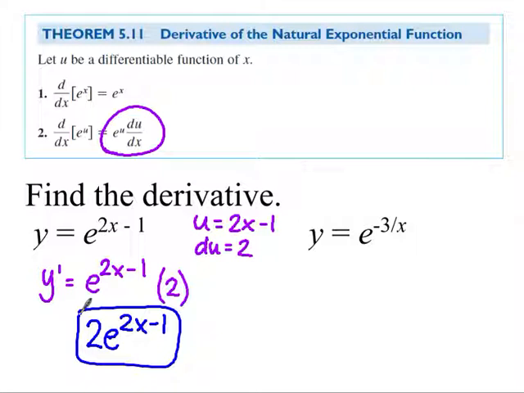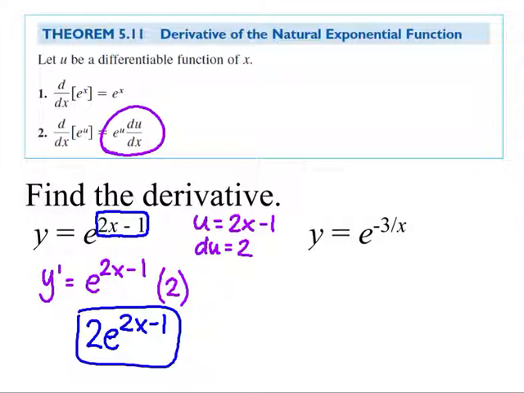Now, on these problems, you're probably not even going to need to identify u and du. You could probably just look at this and figure it out. Because basically it's nothing more than the derivative of this times the original function. Okay? Derivative of 2x minus 1 is 2, and then I take it times the original function. Okay? Pretty straightforward.